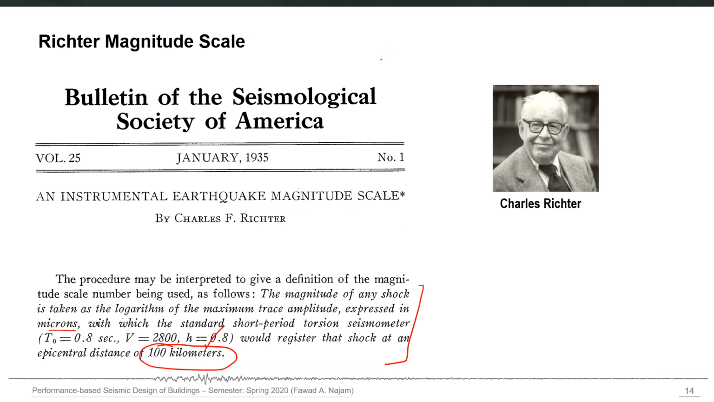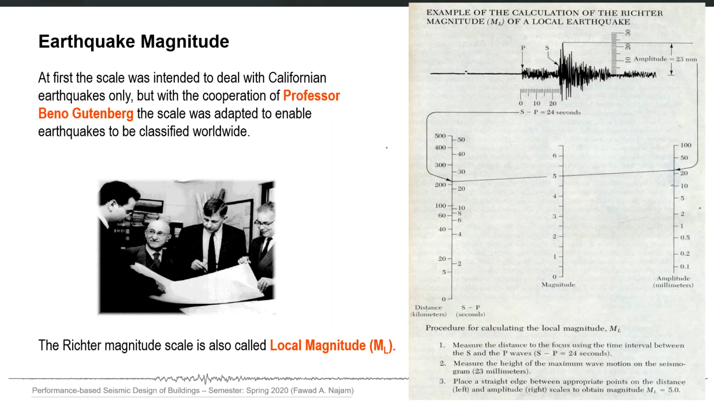But now we know that it is very difficult to have the same seismometer installed at 100 kilometer distance for all earthquakes. So Richter gave these kinds of conversions which can convert the peak number of a recording at one distance into a recording at another distance. So for example, look at this nomograph here. You have the distance here, and also you have the amplitude in millimeters here.